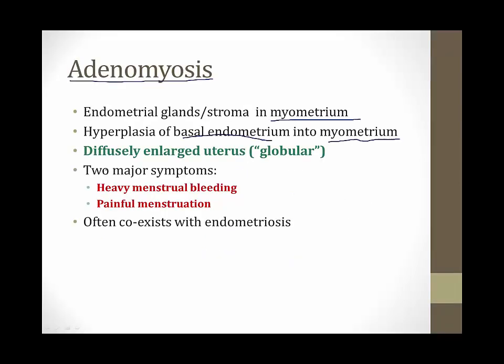The classic finding on physical exam in adenomyosis is a diffusely enlarged uterus, often described as globular. This is usually not an isolated problem in the myometrium. It often occurs throughout the myometrium. Therefore, the uterus is diffusely enlarged. And this is in contrast to pure endometriosis, where the uterus should be normal in size. This can cause two major symptoms. The first one is heavy menstrual bleeding, and the second one is painful menstruation. And this often coexists with endometriosis, even though it is a distinct condition.